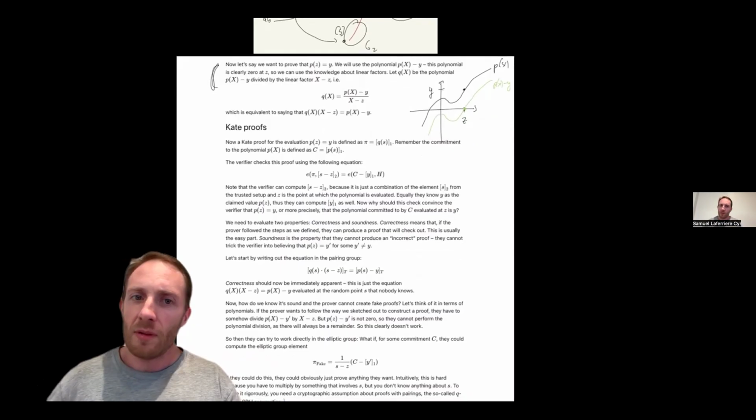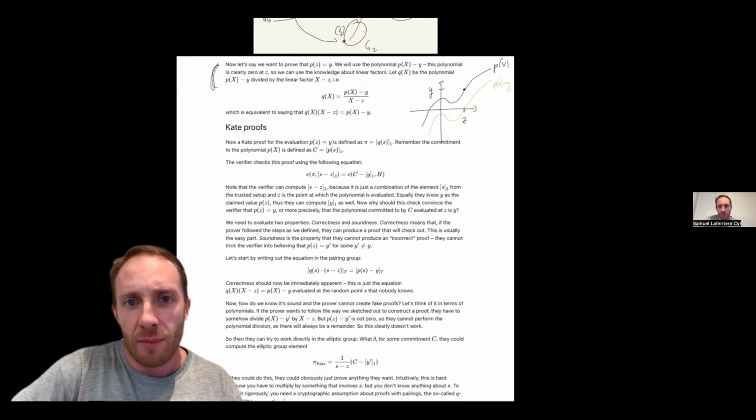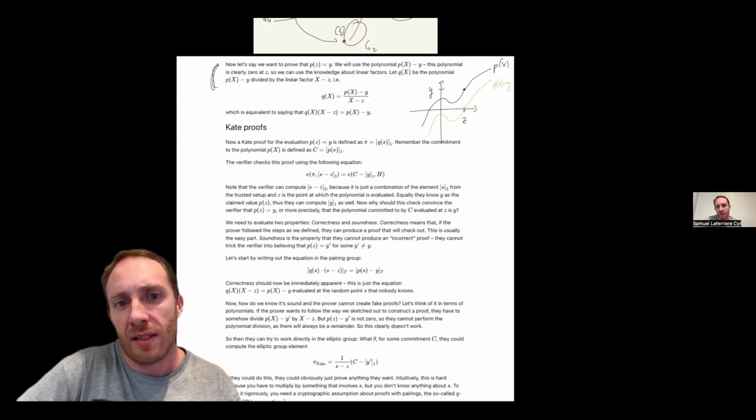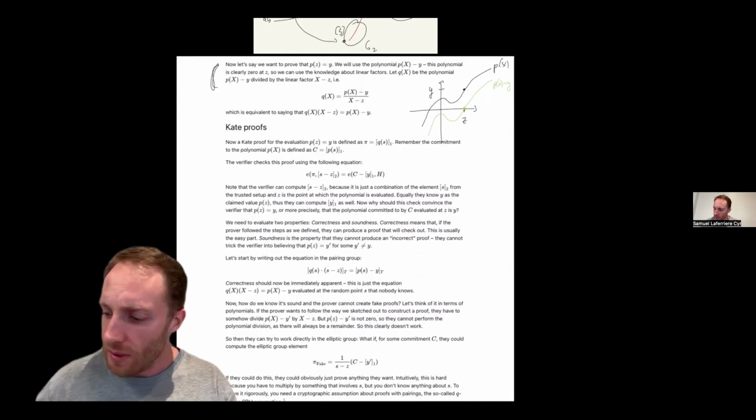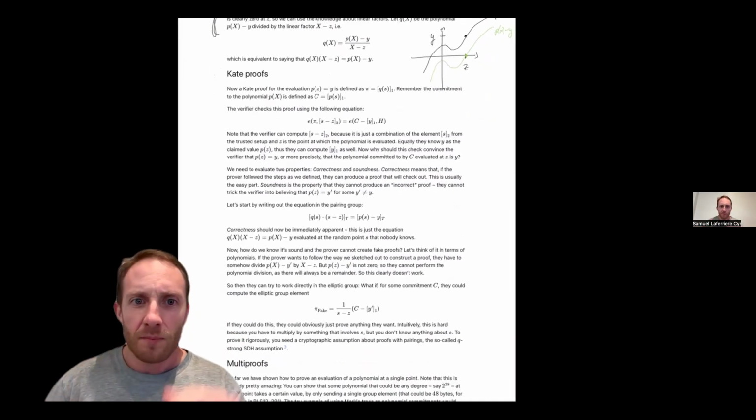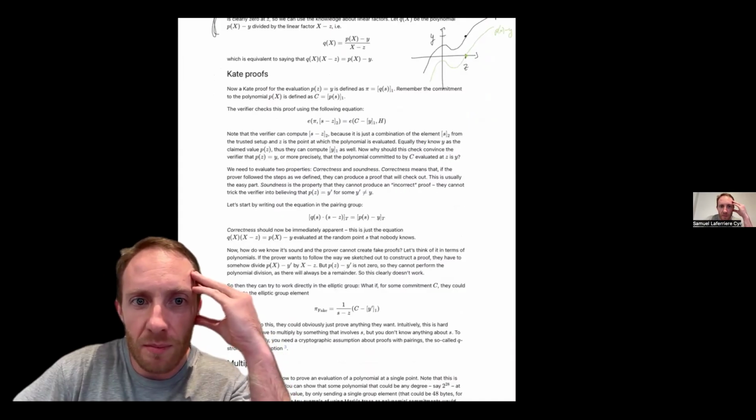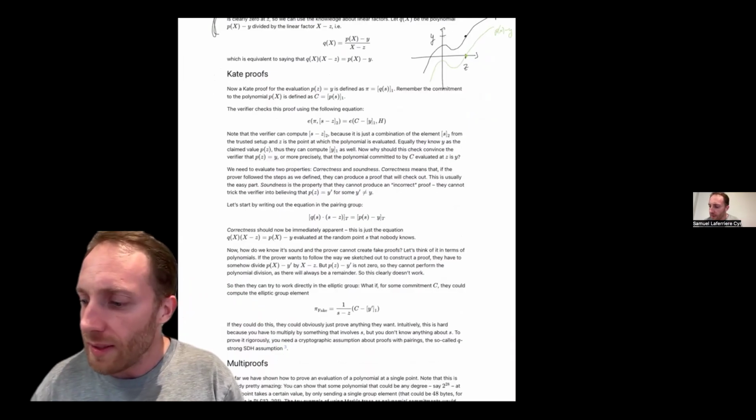Kate proves evaluation PC is defined as this. Okay, so this is our... So let's see what he does exactly, and then let's have a random equation in the pairing group. Okay, I see. So all that he does is verify here.